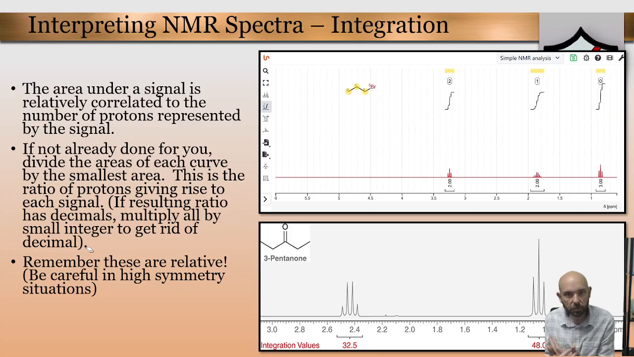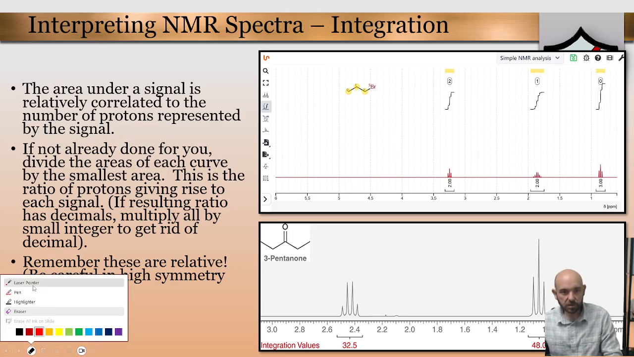If it's not already done for you, you can do the comparison math by dividing the area of each curve by the smallest area present. This is the ratio of protons giving rise to each signal. If one of the results has a decimal, you need to multiply everything by a small integer to get rid of the decimal. And you have to be careful, these are relative. So when you have these high symmetry situations, you can get relative numbers that need to be adjusted. So we can see some of the examples here in the slide that we have. Bring up the laser pointer.